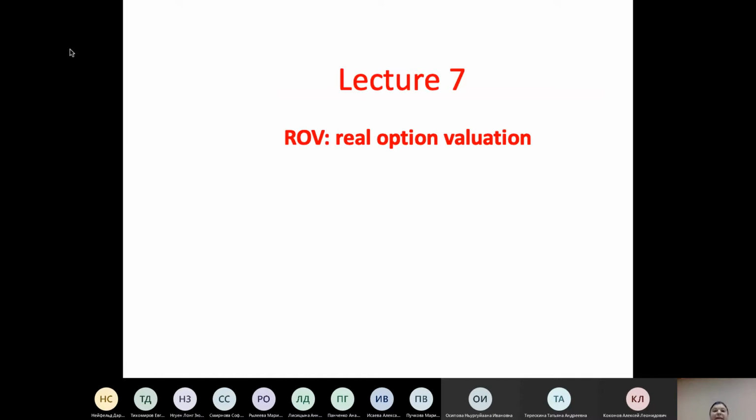Today we have lecture number 7, and the main topic of our lecture will be real option valuation. First of all, a few words about our future course, about our future perspectives on companies' valuation and investment analysis. We have changed the schedule of this course. We'll meet during 2 lectures in 2 weeks, and each week we'll have seminars.